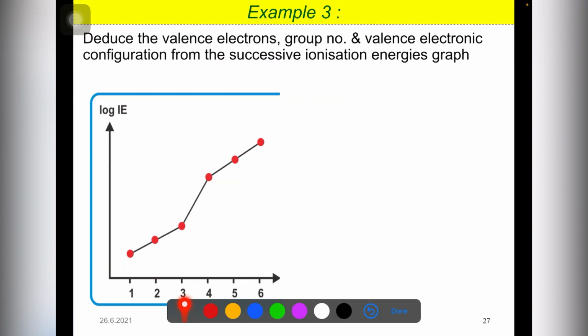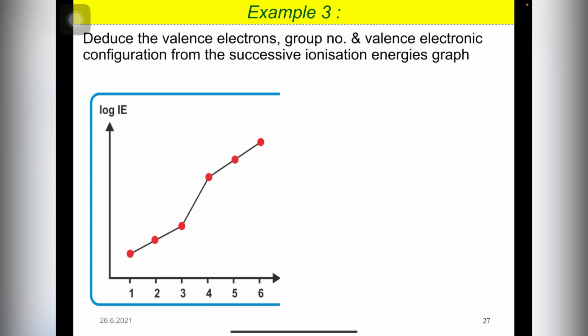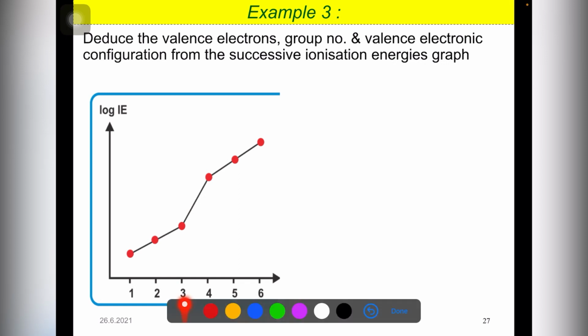Next, let's see example 3. Deduce the valence electrons or group number and valence electronic configuration from the successive ionization energy graph. Here, you can identify the sudden increase: when it removes the first electron, then the second electron, you can see that it increases gradually. But suddenly here, you can see that the ratio is quite high, so it shows that here is the sudden increase.